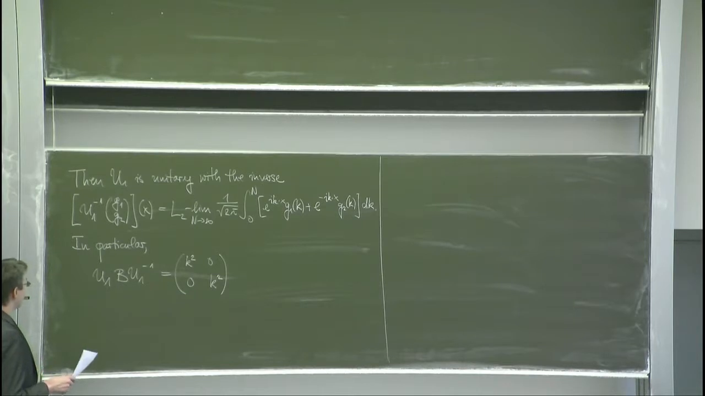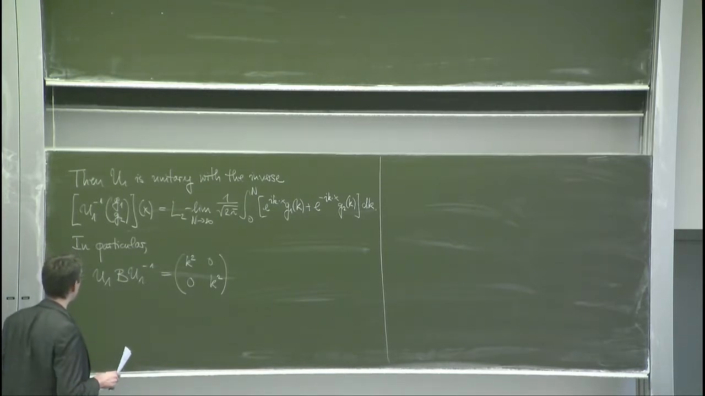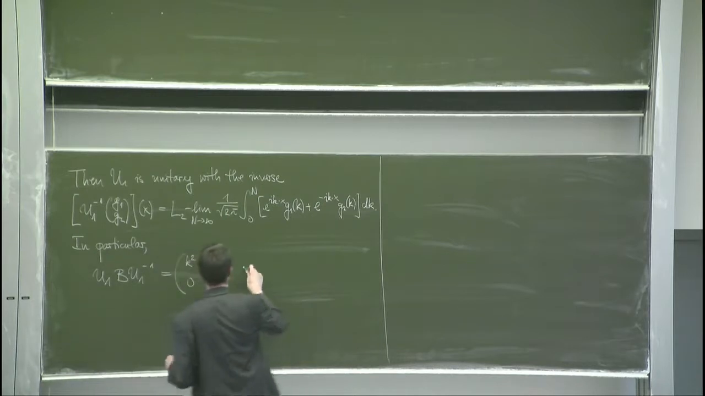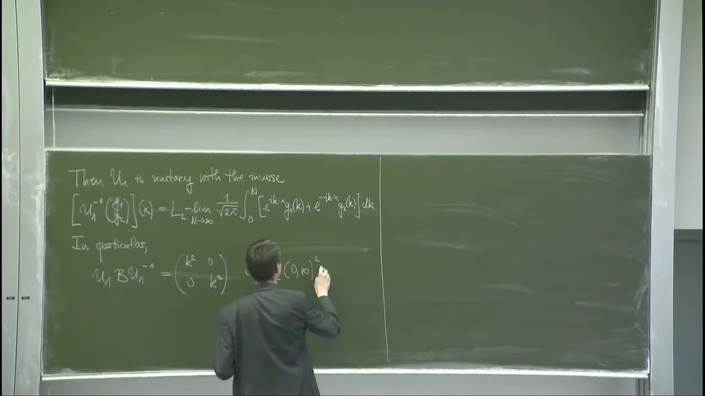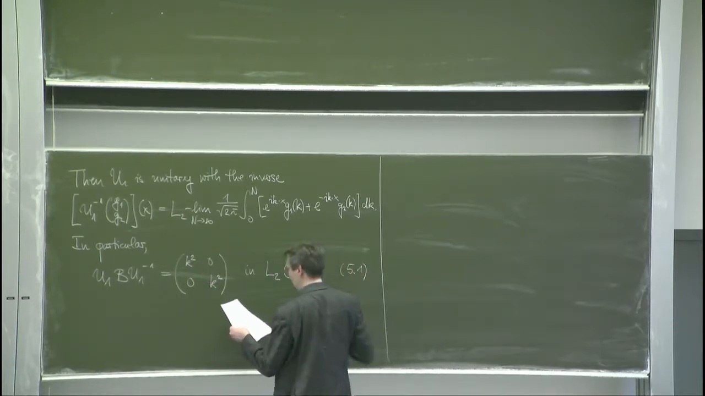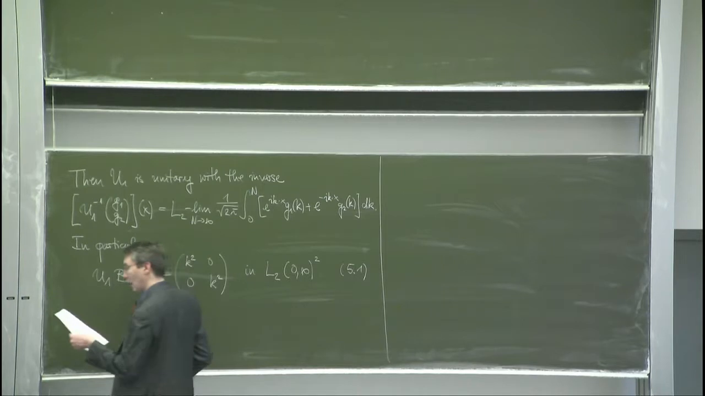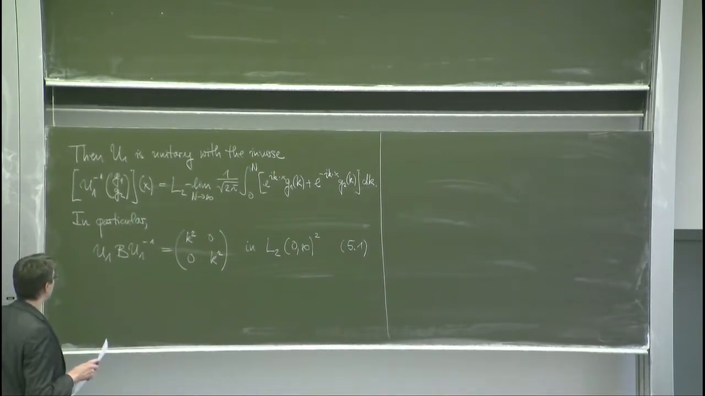This is simply the Fourier transform and how it acts here as a unitary transformation for the Laplace operator, and this here in L2 on the interval from 0 to infinity to the power of 2. This is formula 0.1. So this is also basically the spectral representation for the operator B.